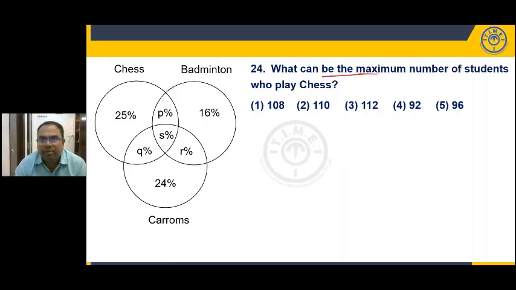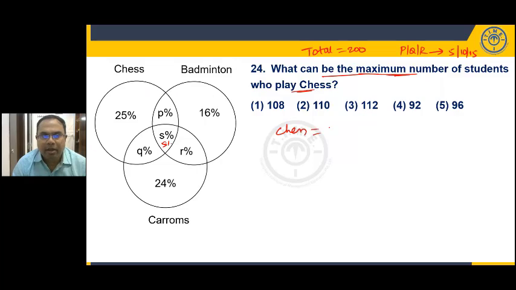This is an important question. Maximum number of students who play chess. We know total 200. We know S value is 5%. P, Q, R can take any number between 5, 10 and 15. P can be anything, Q can be anything, R can be anything. How many are playing chess? 25% plus S is 5% plus P% plus Q%. This has to be maximum.